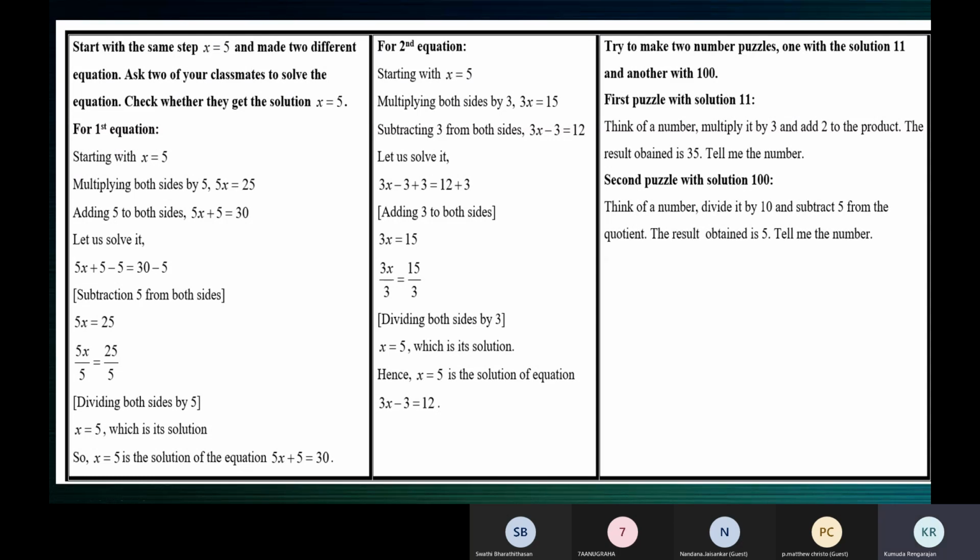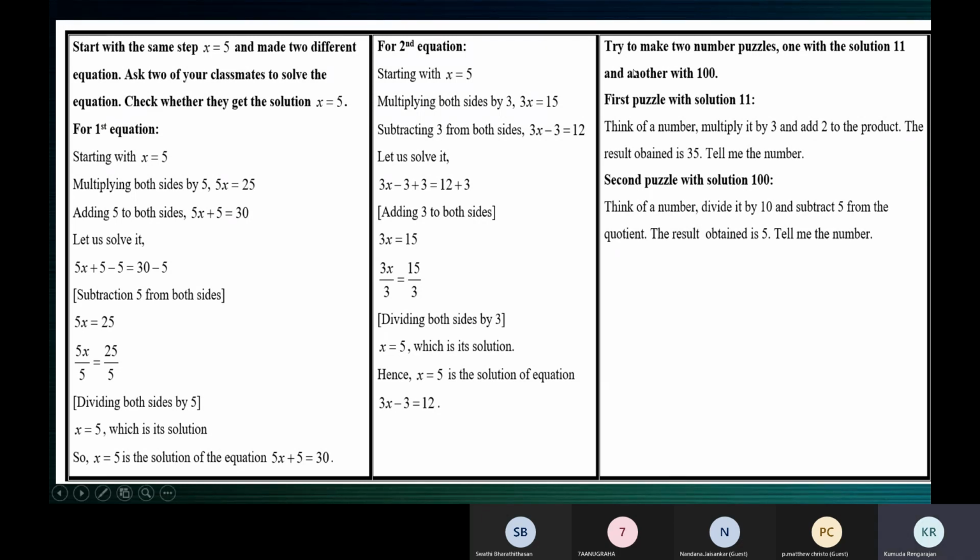Which means x is equal to 5 can be the solution to different equations. It's not that only one particular equation can have the solution x is equal to 5. There are infinitely many equations that can have the solution x is equal to 5, if the variable involved in that equation is x. You can give so many examples where the solution will be x is equal to 5.